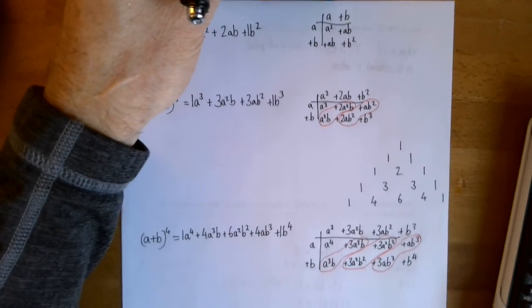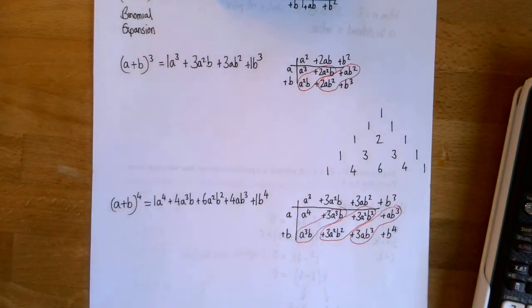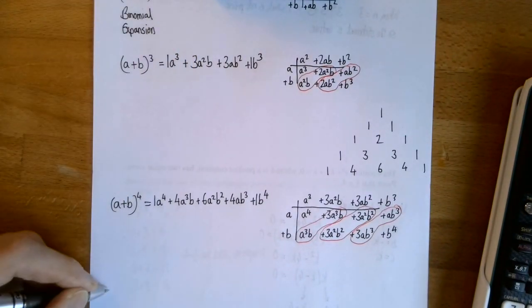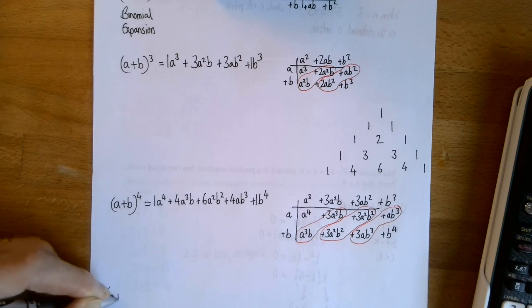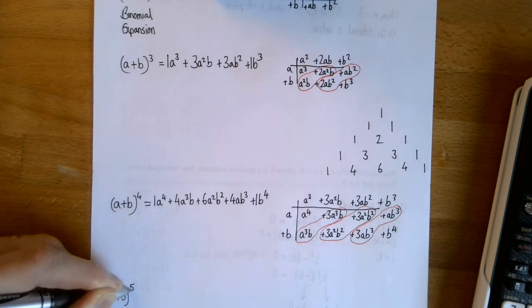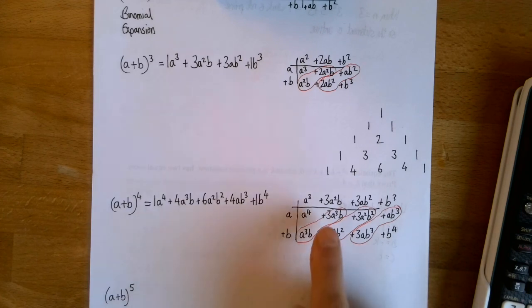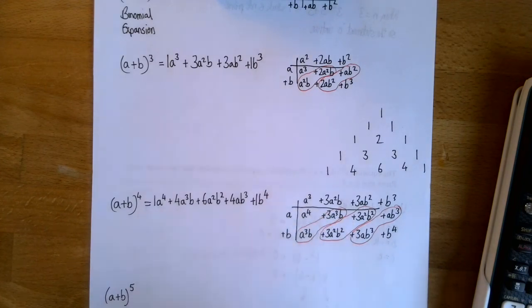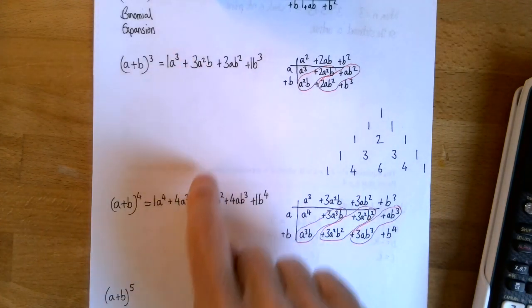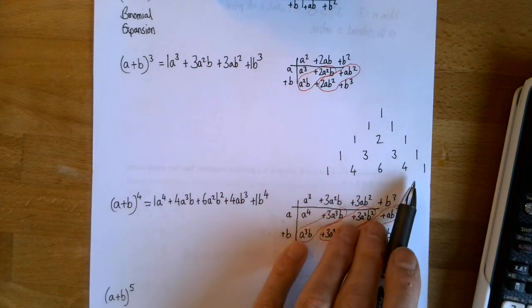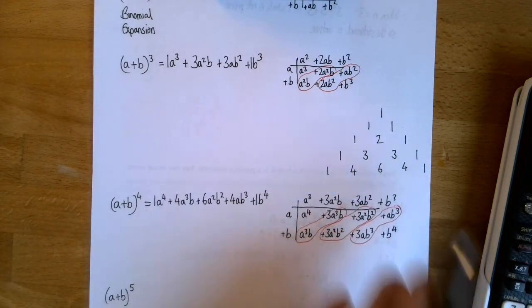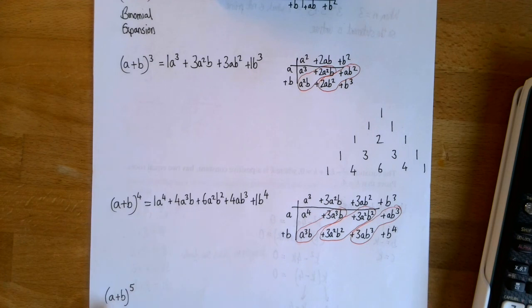So ahead of tomorrow, Thursday's lesson, why don't you have a go at predicting what a plus b to the power of 5 is going to look like without doing this. Okay, have a look at the pattern. Have a look at Pascal's triangle. We perhaps need another row in Pascal's triangle. Have a go, see if you can predict it, and I will start tomorrow's video with a confirmation that you were correct, which I'm sure you will be.